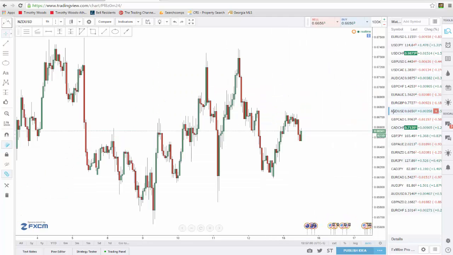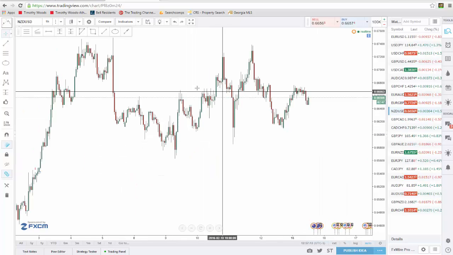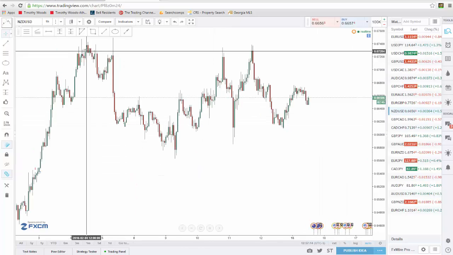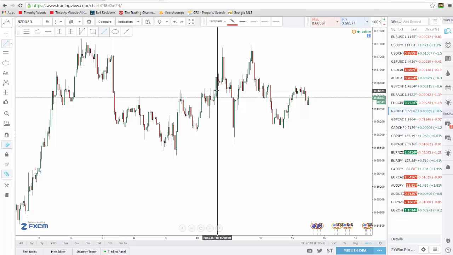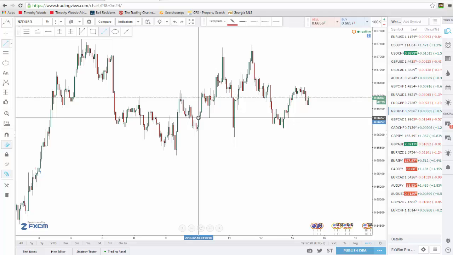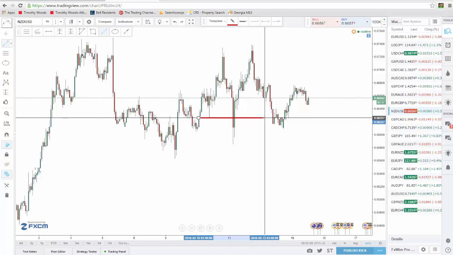Next one down is the New Zealand dollar, where on February 11th we had a successful 786 trade. As you can see here, broke below previous support level.